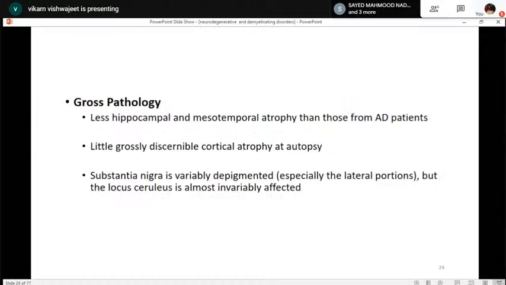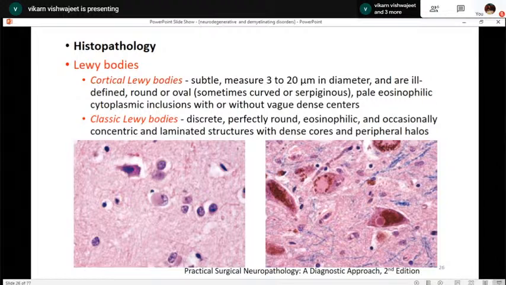In gross pathology, there is less hippocampal and mesotemporal atrophy when compared to Alzheimer's disease patients. Sometimes cortical atrophy cannot be discernible at autopsy. Substantia nigra in these cases is variably depigmented, and locus ceruleus is almost invariably affected. So just coming to the histopathology part, two distinct types of Lewy bodies are noted. Cortical Lewy bodies.